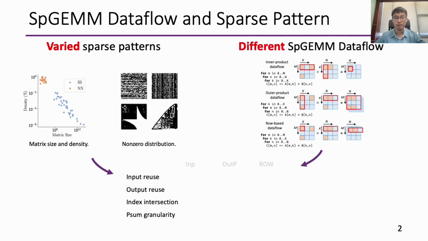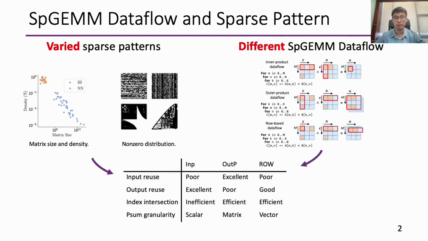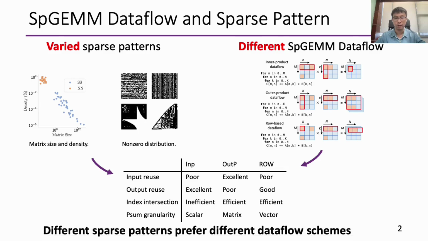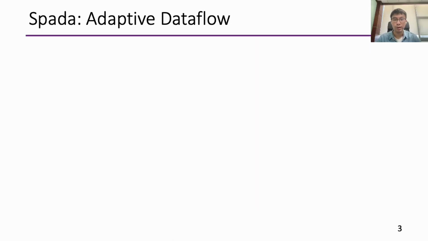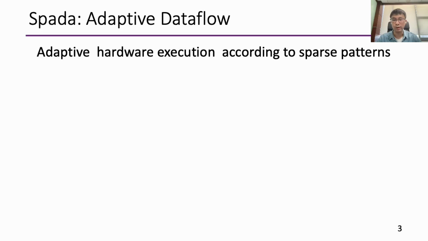On the other hand, SpGEMM can be executed in different data flows like inner product, outer product, and row-based. Each data flow has different impact on the efficiency factors. Therefore, there is high performance improvement potential if we could adopt different data flow schemes with respect to different sparse patterns. To realize such potential, we propose SPADA, which performs adaptive hardware execution according to sparse patterns.